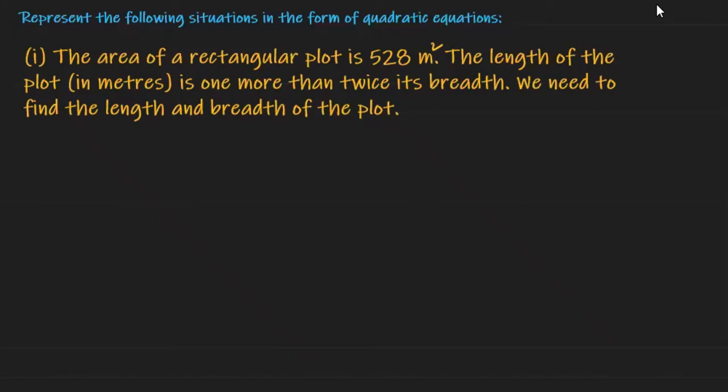Represent the following situations in the form of quadratic equations. First situation: the area of a rectangular plot is 528 meters square. The length of the plot in meters is one more than twice its breadth. So we need to find the length and the breadth of the plot.